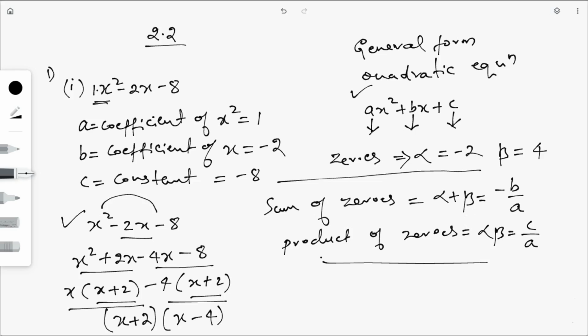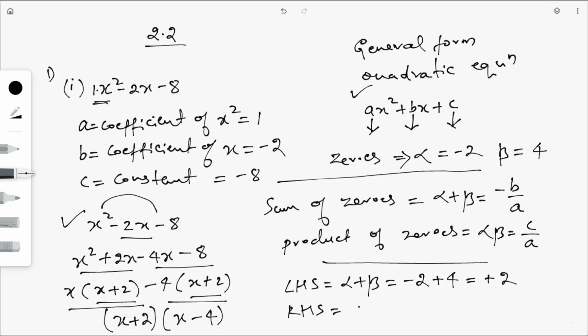So first find out, see here, you can't directly substitute these two. See, most of the students, what they do, they will take alpha plus beta is equal to minus b by a and then substitute the values. Okay, don't do that. First take LHS. What is our LHS here? First case, alpha plus beta. Alpha plus beta is my LHS. So what is alpha? Minus 2. What is beta? Plus 4. So here plus 2.